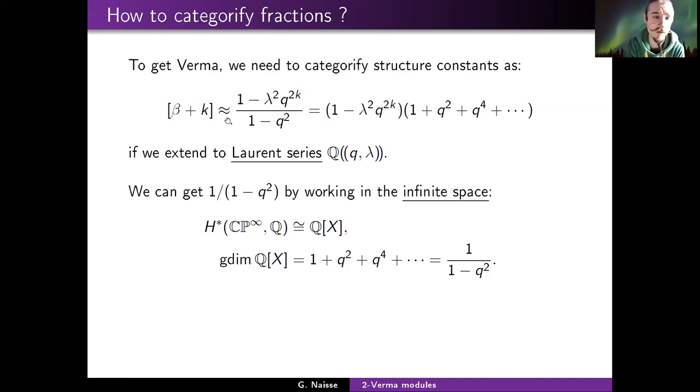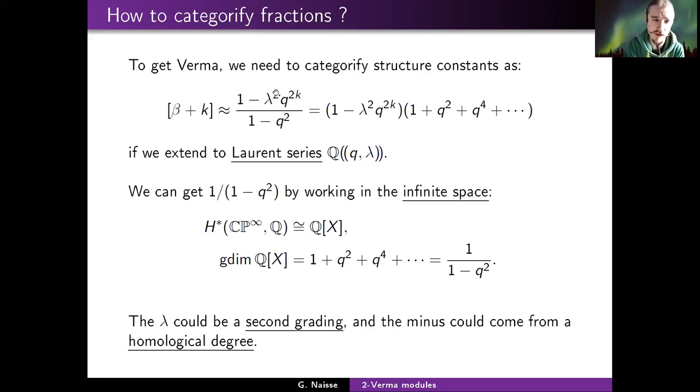Okay. And so the first thing that we can do is we can obtain this fraction, so 1 over 1 minus q squared, or if you want the series 1 plus q squared plus q^4 and so forth, by working not in the finite space anymore, but by working in the infinite space. So I can consider the space of one plane in C infinity. And now the cohomology of this guy is just the polynomial ring Q[x] in one variable x, where x has degree 2. And of course, the graded dimension of this guy is 1 plus q squared plus q^4 and so on, because you don't have any truncation. And so this gives you a categorification of 1 over 1 minus q squared.